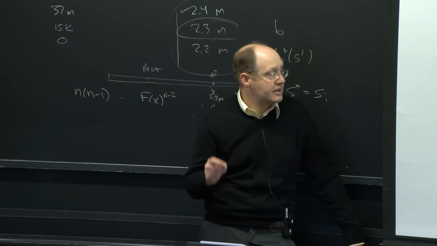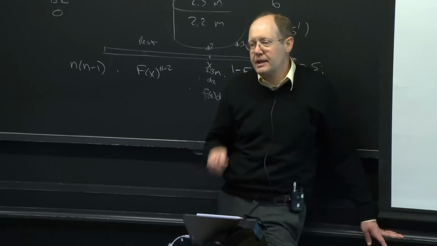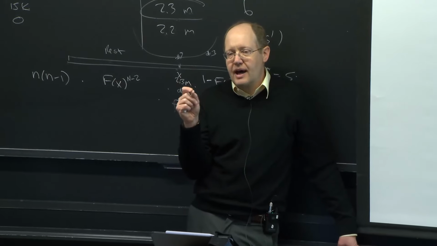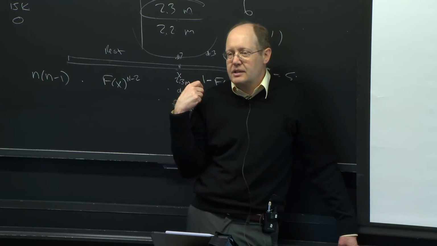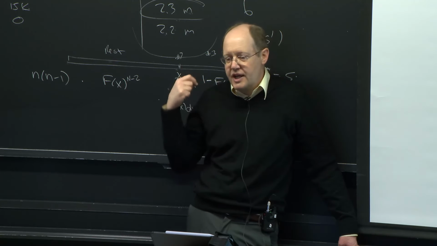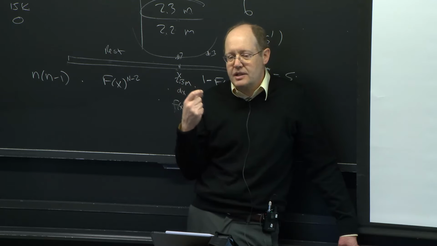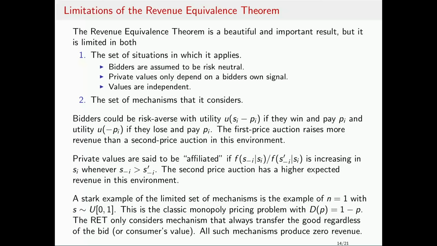And so in the first price sealed bid auction, if everyone else was bidding B star of S_i, you would raise your bid. The second price sealed bid auction is unchanged. You always still have the same dominant strategy. So with risk-averse bidders, first price auctions raise more revenue than second price auctions.